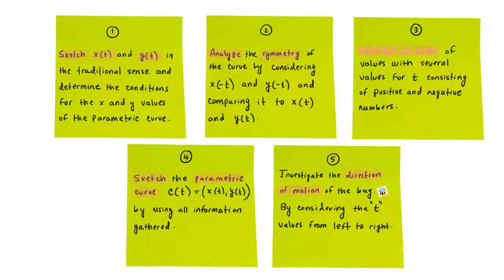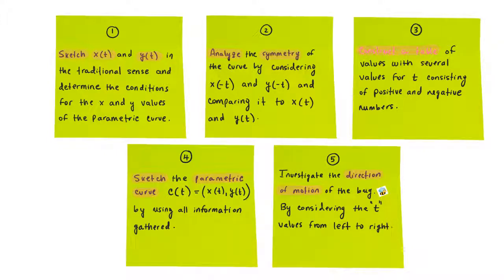Then in step number 2, I would analyze the symmetry of the curve by computing x of -t, y of -t, and then comparing it to x of t and y of t. Even though in the 3 examples that I did here for you, I ended up getting some sort of symmetry, please know that this will not always be the case. Sometimes you're going to have curves, you're going to examine x of -t and y of -t, and you'll find nothing interesting. But I showed you 3 examples where symmetry was particularly nice.